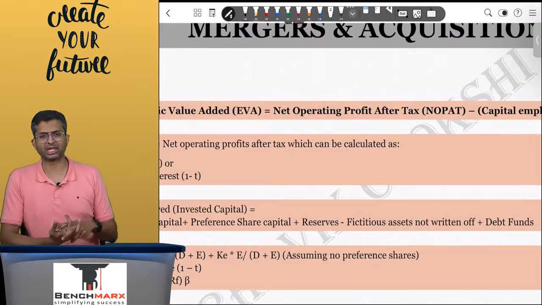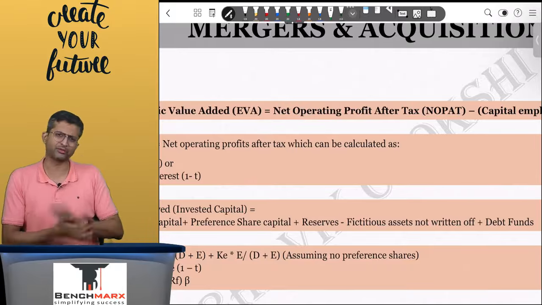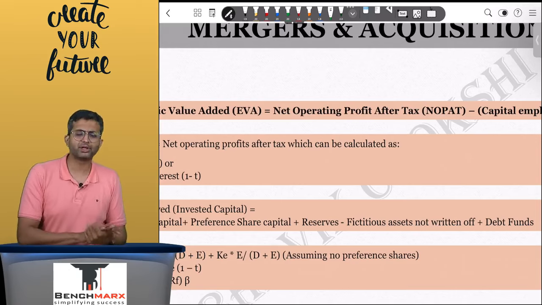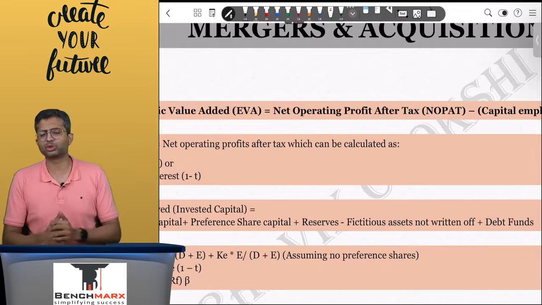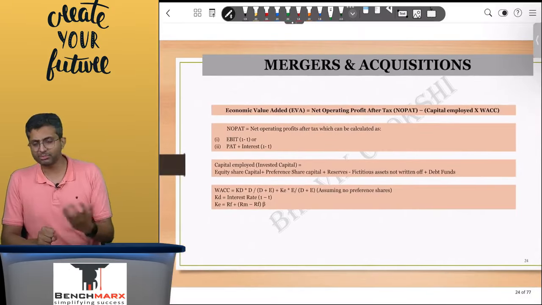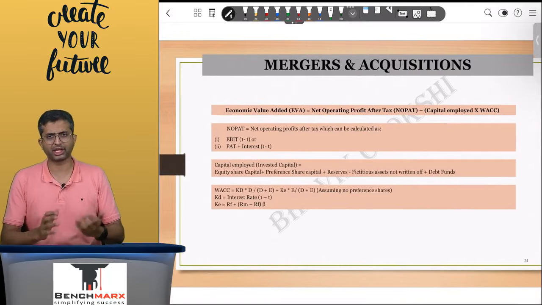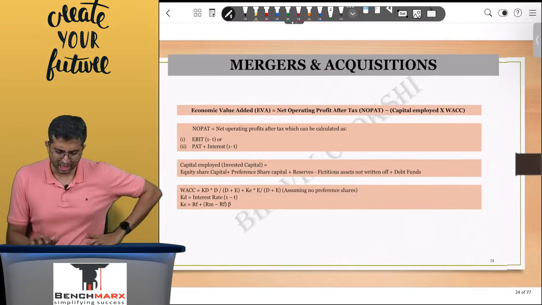That is your invested capital, and you will compare it with the weighted average cost of capital, WACC, which is the cost of debt into the weight of debt plus cost of equity into weight of equity. If nothing is known, you can take the book value weights. If cost of debt is to be calculated, it is interest into 1 minus T. Cost of equity can be calculated using CAPM. So if EVA comes, it's a fairly easy question. You should try to solve it, and that takes care of mergers largely.